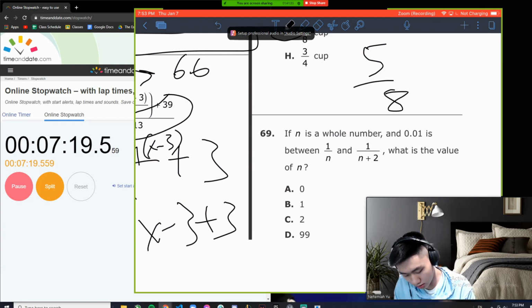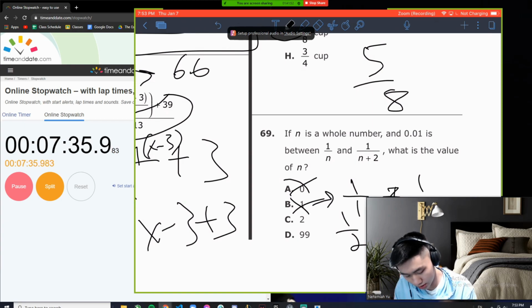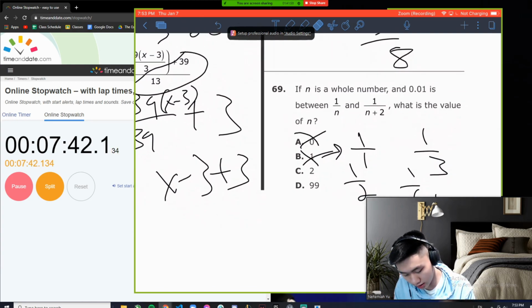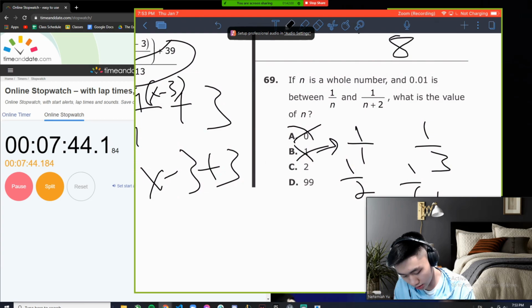Well, it can't be 0, because 1 over 0 is not a number. I think if you just plug it in, you see this 1 over 1 plus 1 over 3. 0.01 is not there. It's between 1/4. Between 1/4, that's not there either. So it has to be 99.